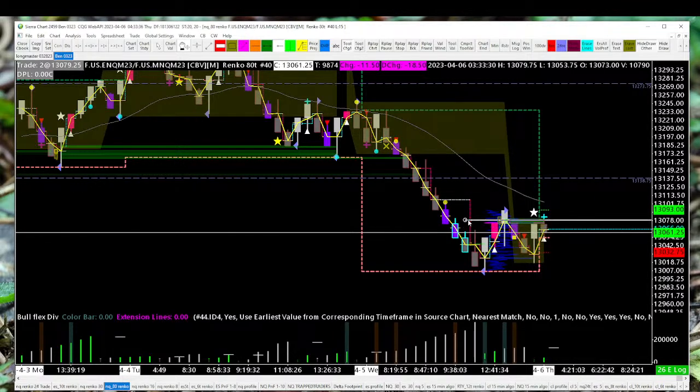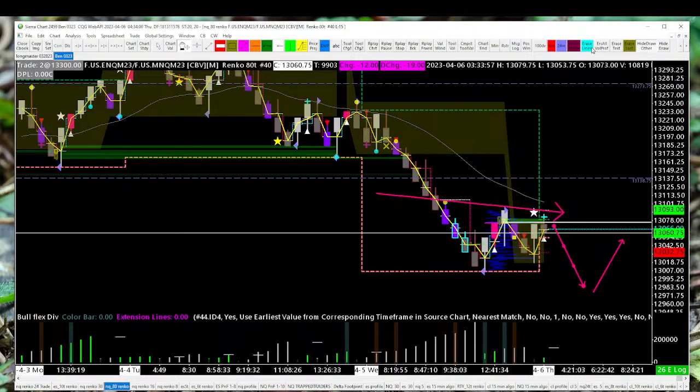So that VPOC, that pink line, is here, right? So you really don't want to be long unless your target is 13,080. You don't really want to be long until we break that, or we shift volume lower and then trap them. But on this time frame, you don't want to be long until we get above that.